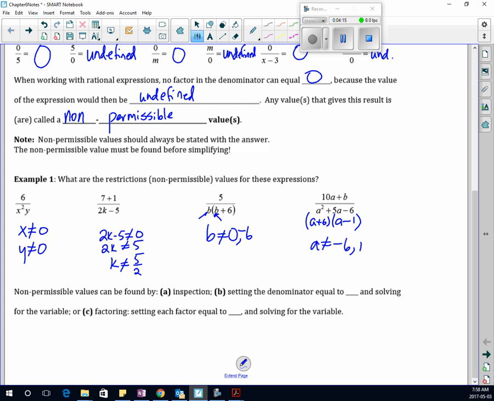Non-permissible values can be found by inspection. That's more like the mental math, just looking at it. Or by setting the denominator equal to 0 and solving, or factoring and setting each factor equal to 0 and solving.